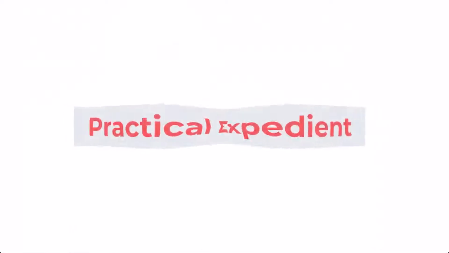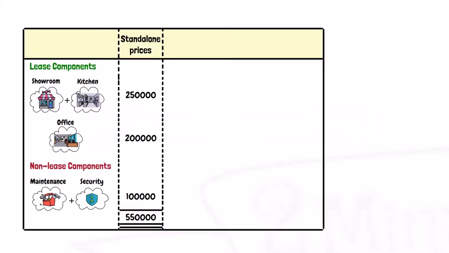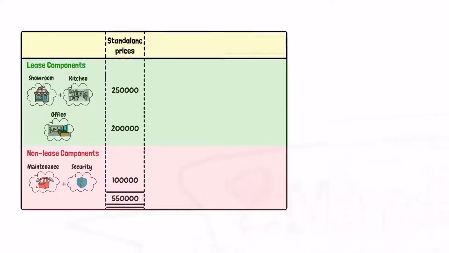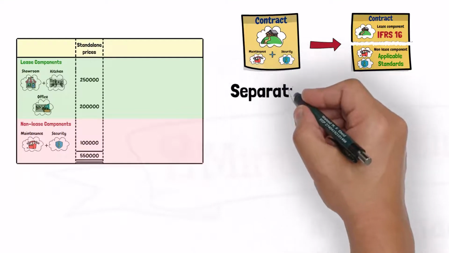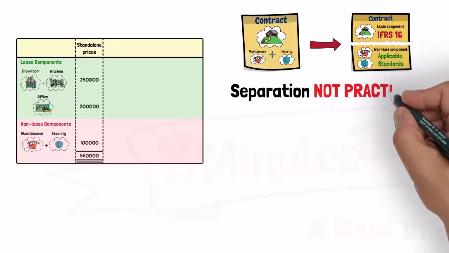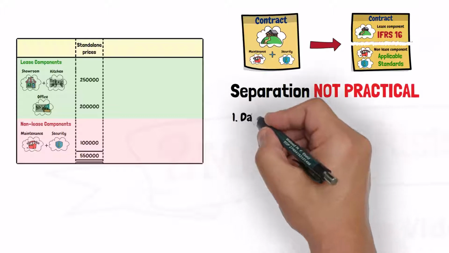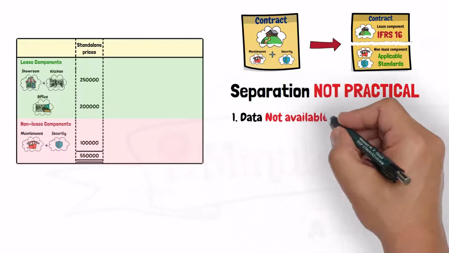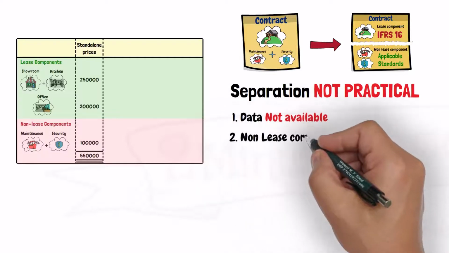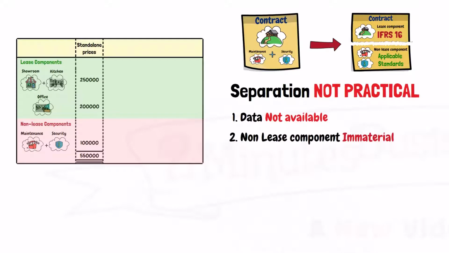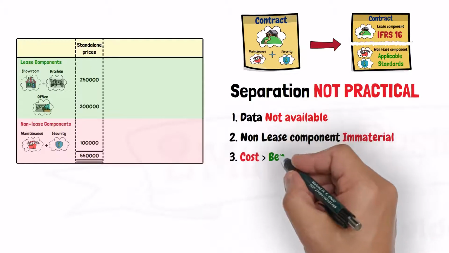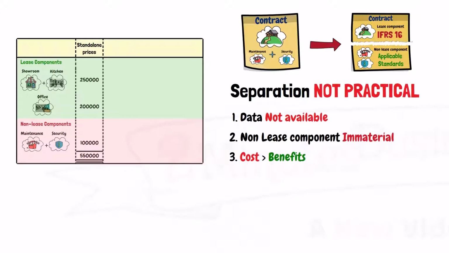Now, let us talk about a practical expedient that is available under IFRS 16. If you see here in the schedule, the non-lease component is presented separately from the lease components. But sometimes, it might not be practical to separate lease components from non-lease components, and that is when the data required to separate the components is not available, or when the non-lease components are immaterial compared to the lease component, and the benefit to be gained from the separation does not justify the cost and efforts involved.